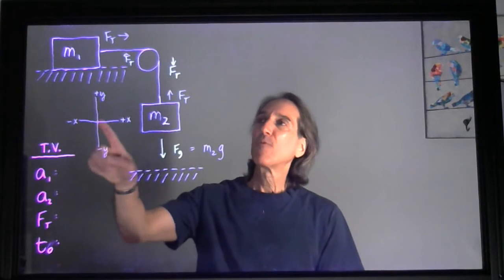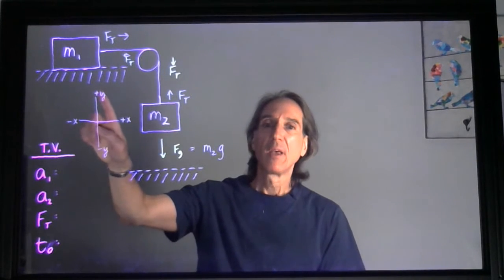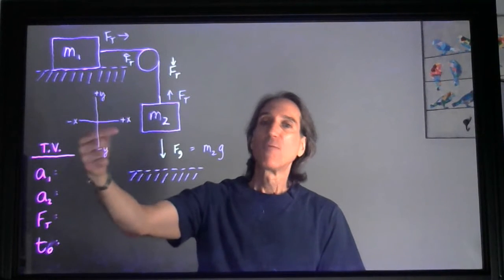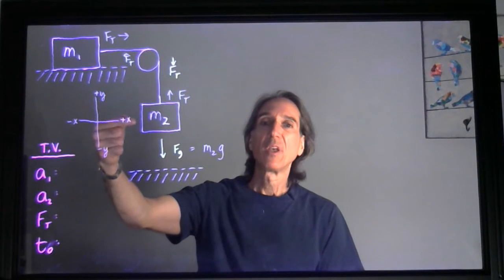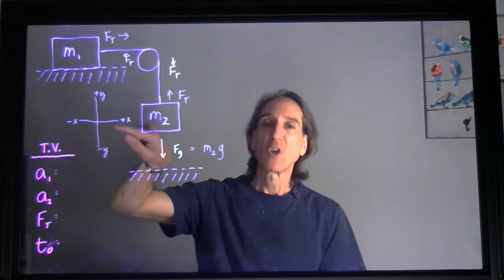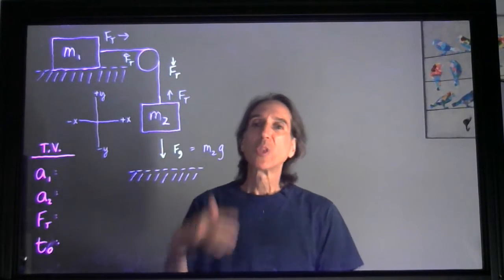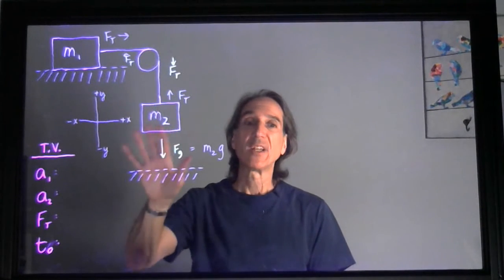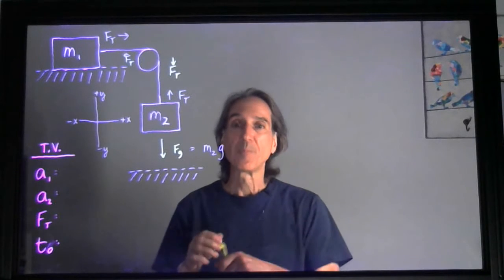Upward forces are positive y. Downward forces are negative y. Forces to the right are positive x. Forces to the left are negative x. So let's go back to the diagram and place negative signs that agree with our associated sign convention.